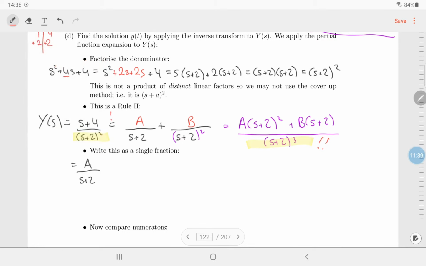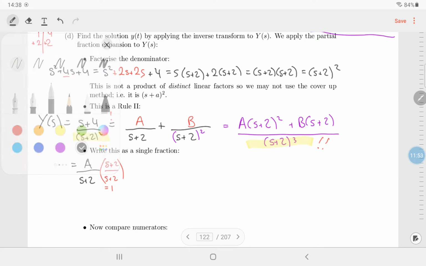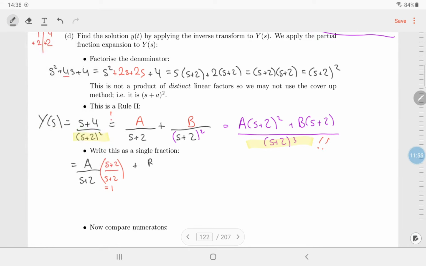Now you cannot square above and below. Like if you've got 2/3 and you square it, you have 4/9. That's changing it. So you can't do that, but you can multiply above and below by s plus 2, because that red thing, s plus 2 over s plus 2, is just equal to 1. Plus b over s plus 2 squared.